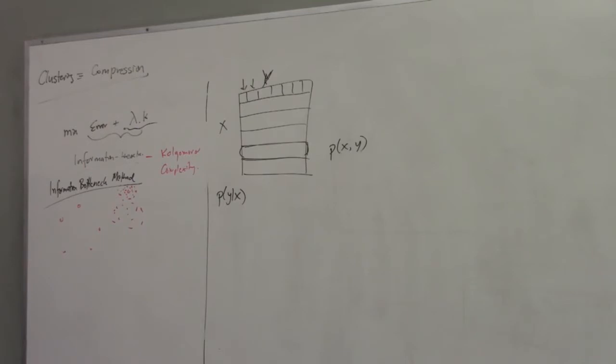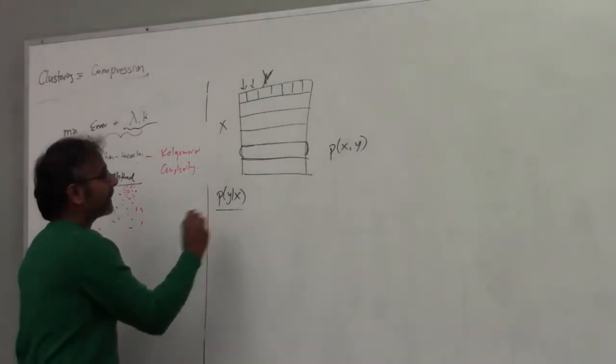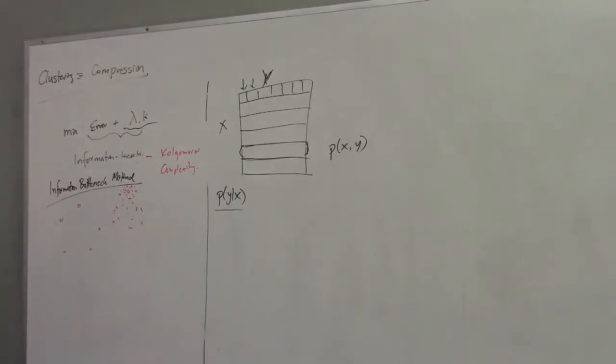No, it's given to you, it's the input. Your input is a matrix of this form, normalized appropriately. Yes? So that's given to you. And now you want to do this clustering.